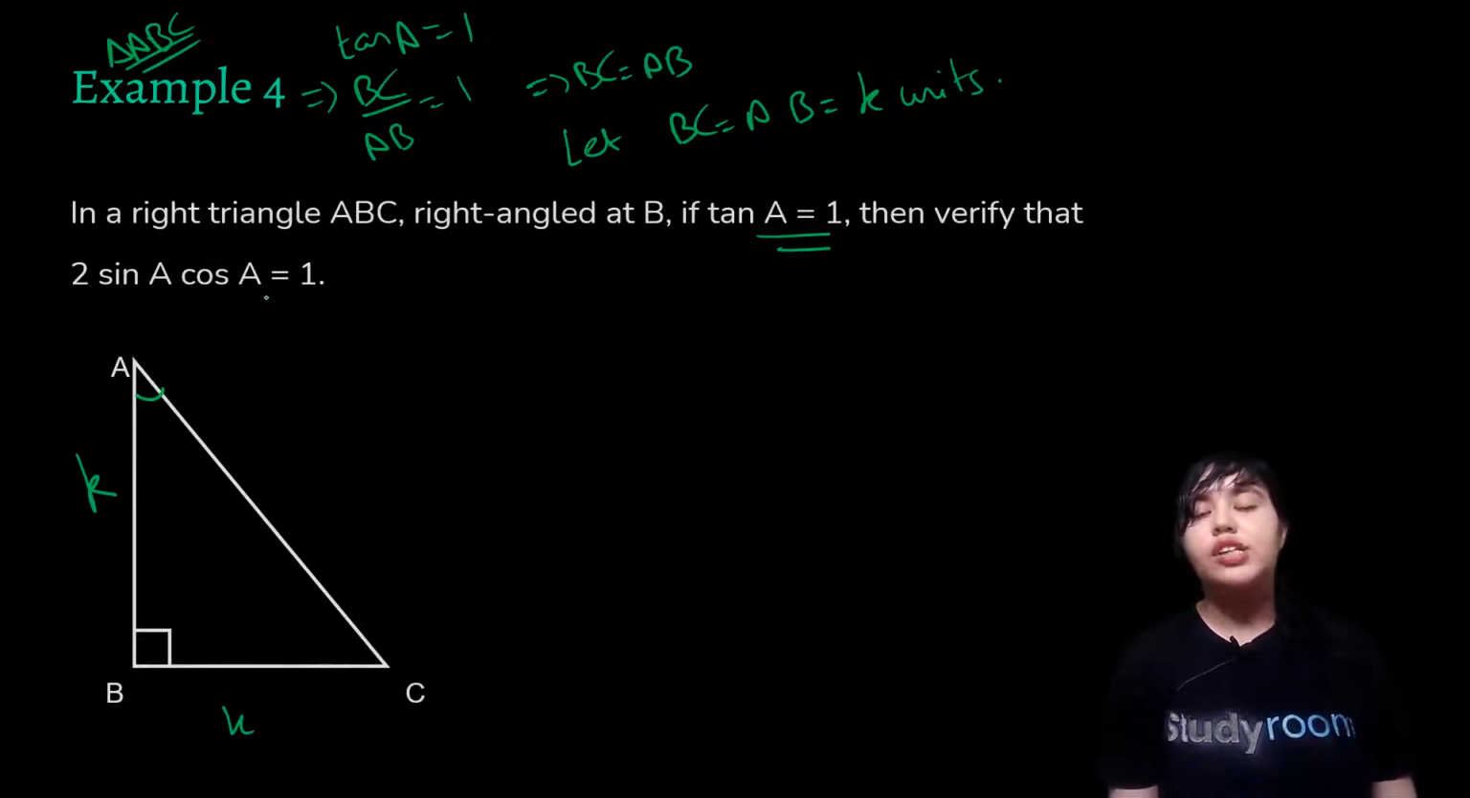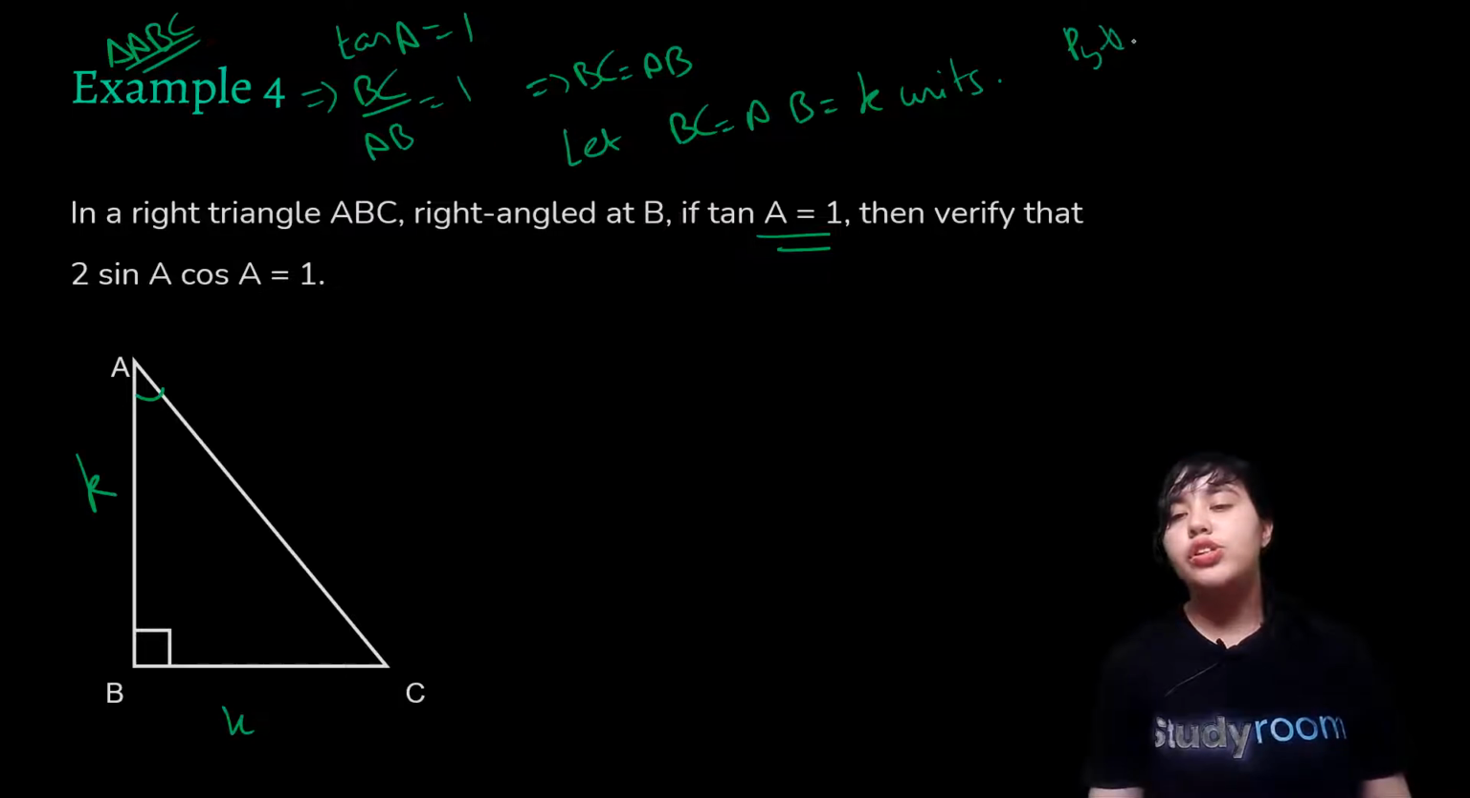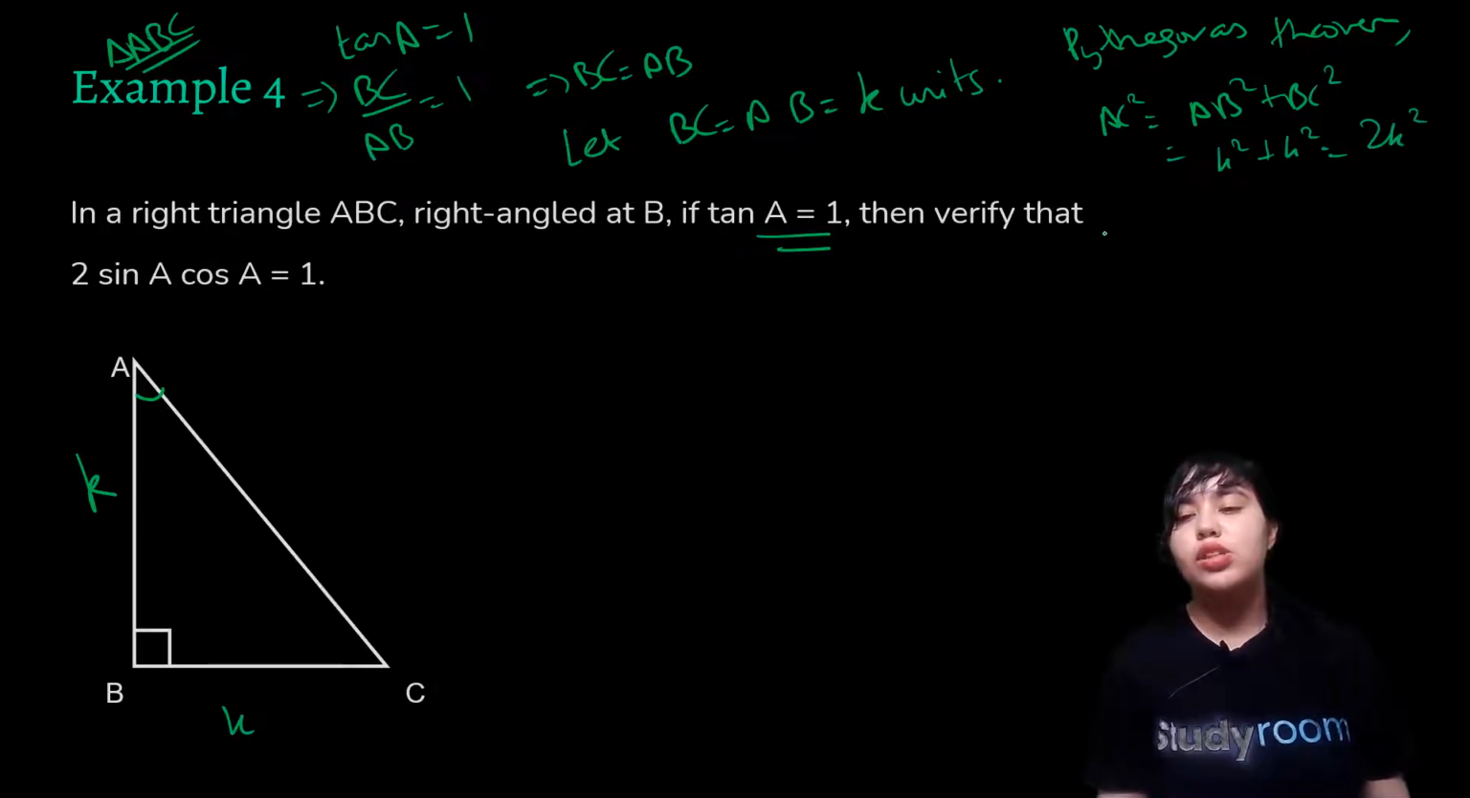To find out sine and cos, we need all the three sides of the triangle, but we only have two. No worries, we can make use of Pythagoras theorem because angle B is 90 degrees. So what is the hypotenuse here? AC square we will take equal to AB square plus BC square, that is K square plus K square is equal to 2K square. If you take the square root, you will get AC as K root 2 units.